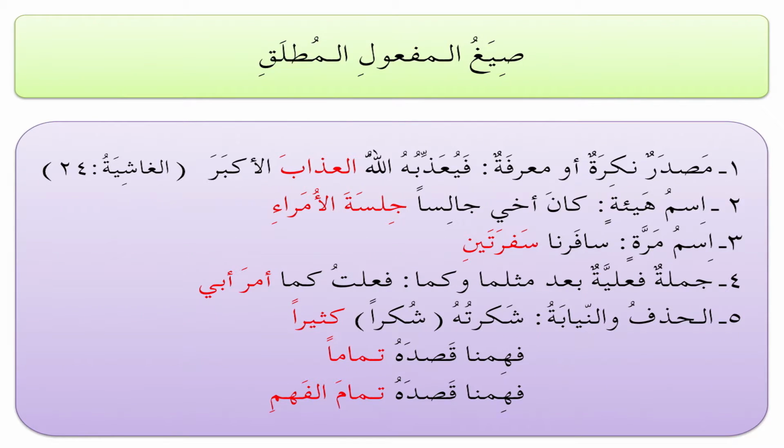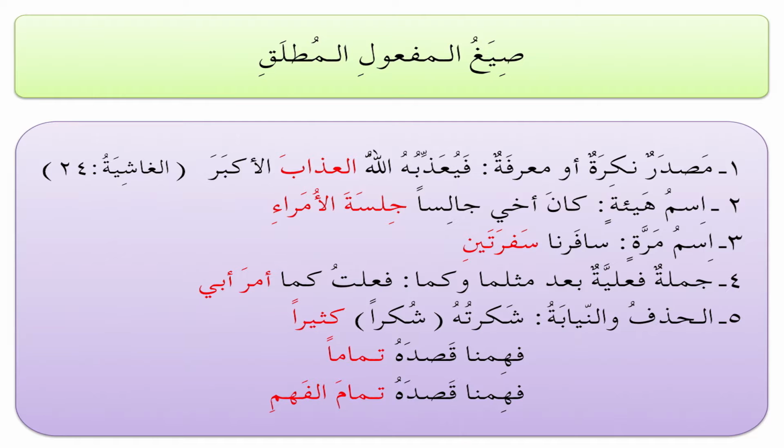رابعا جملة فعلية بعد مثلما وكما. A verbal sentence that comes after كما and مثلما. And that ما in both requires the use of a verb. فعلت كما أمر أبي. How did I do? I did as my father ordered, right? So كما أمر أبي هذا مفعول مطلق.